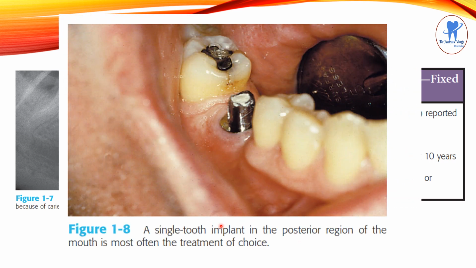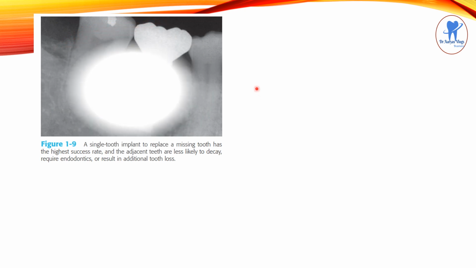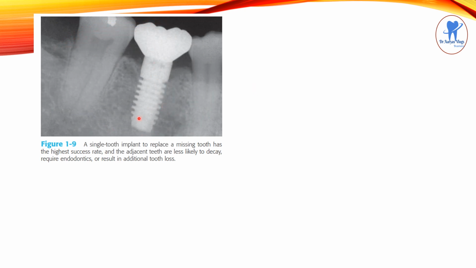So, a single tooth implant in the posterior region of the mouth is most often the treatment of choice. Here, a single tooth implant is used to replace a missing tooth. It has the highest success rate, and the adjacent teeth are less likely to decay and require endodontics or result in additional tooth loss.